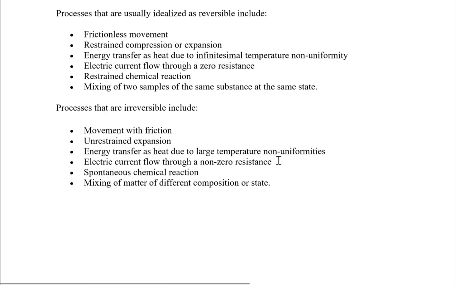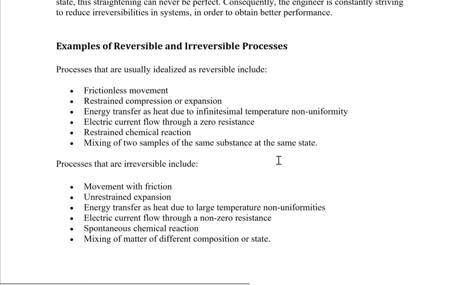In a real system, we have examples of reversible and irreversible processes. For example, frictionless movement we can regard as a reversible process. Restrained compression and expansion, a slow compression and a slow expansion, would be regarded as reversible. Energy transfer as heat due to an infinitesimal temperature difference, that means if the process moves so slowly that the temperature is not increasing, we would be talking about a reversible process. Electric current in a zero resistor generates no entropy, so it is a reversible process.